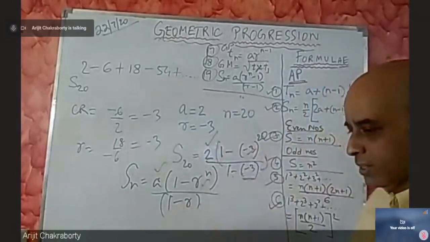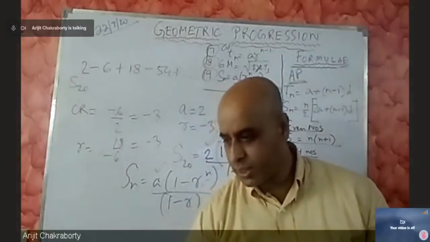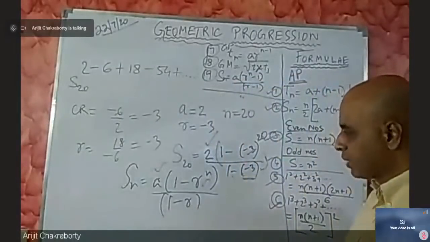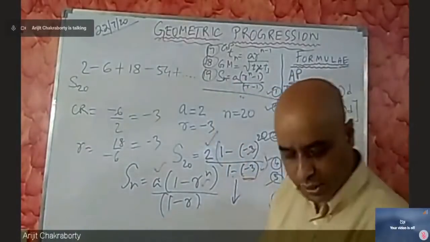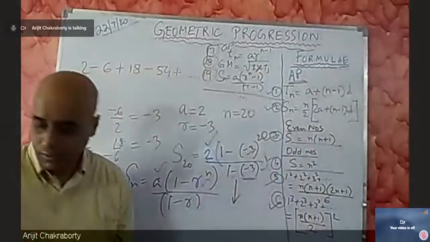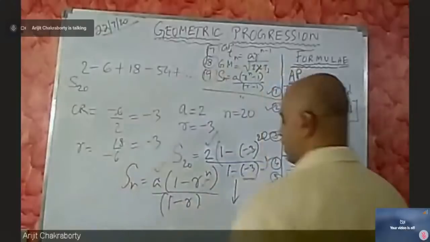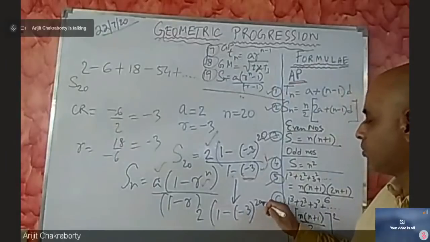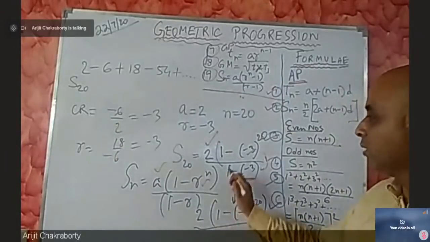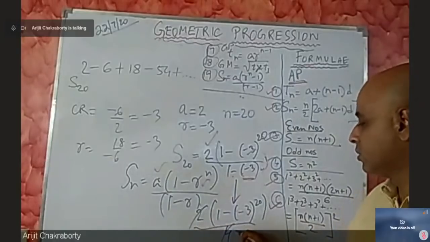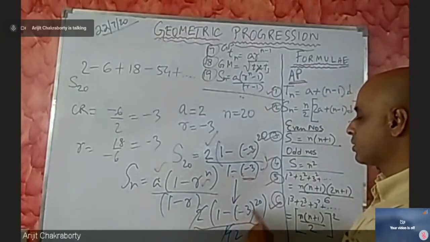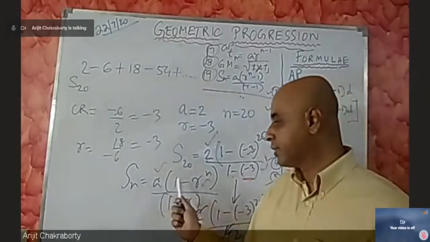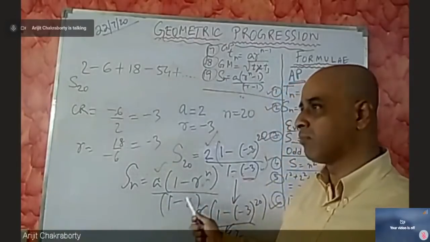So if you simplify this, you can just simplify one step. No need to calculate 3 into 3 into 3 into 3 up to 20 times. If you simplify this, what do you get? The final answer will be 2 into 1 minus 3 to the power 20, divided by 1 minus minus 3, which is 4. So cancelling, the final answer is 1 minus 3 to the power 20 by 2. So here we use the formula A into 1 minus R to the power N by 1 minus R.